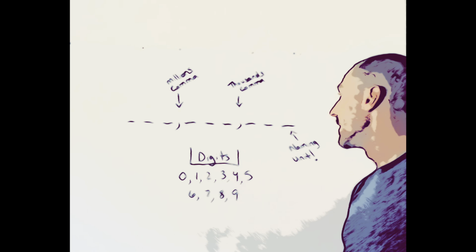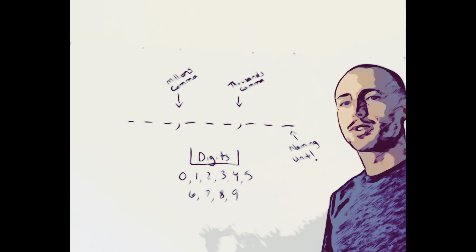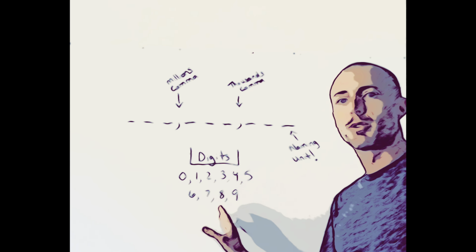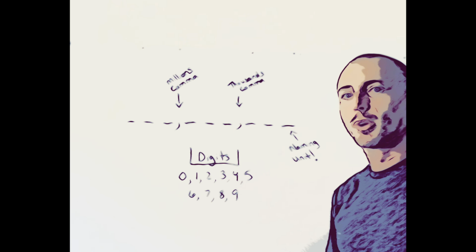Here we go. So what we're going to do is talk about this place value system, okay? So if we know what these digits are, remember these are those symbols that we're going to put together to make numbers, and we're going to build those numbers.